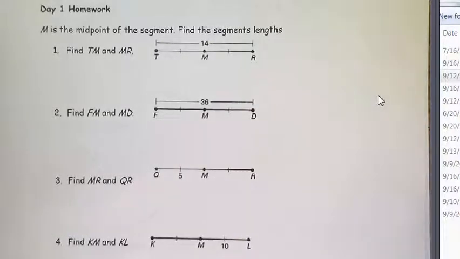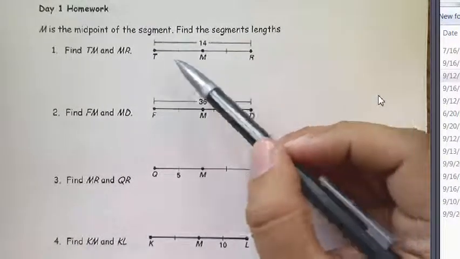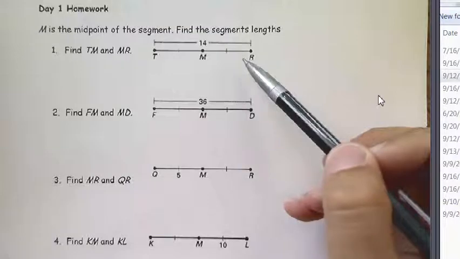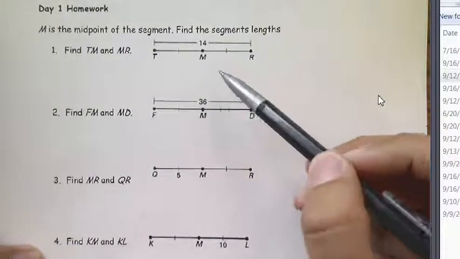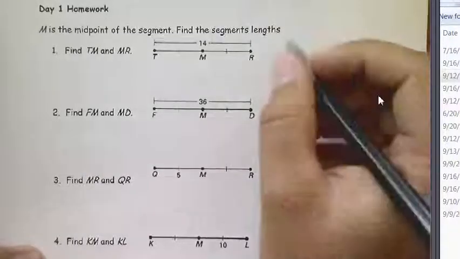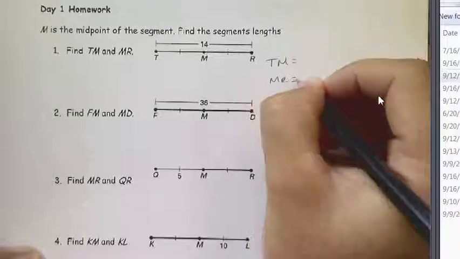If you look at number 1, it says that M is our midpoint. M is right here. Our line segment is T to R. What we are going to find is the length of TM and MR. First, let's write TM equals and then MR equals.